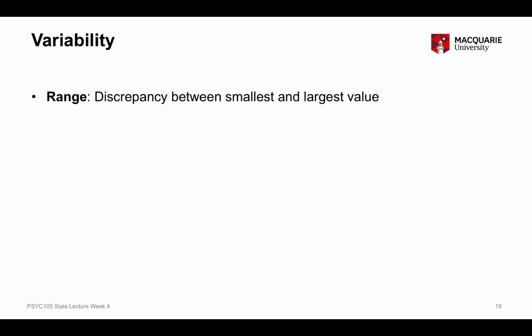Okay, the first one we'll talk about is the range, and again, you're probably familiar with this concept already from high school maths. The range is super easy. It's just the difference between the smallest and the biggest score. So what is the actual distance between the smallest score and the biggest score?